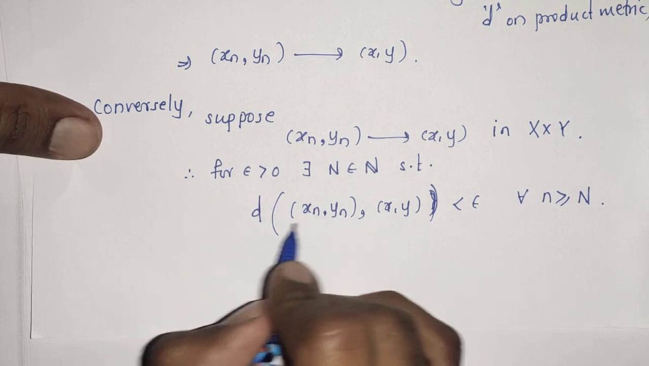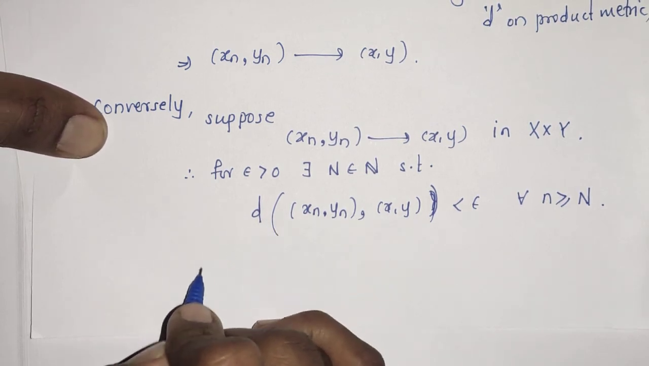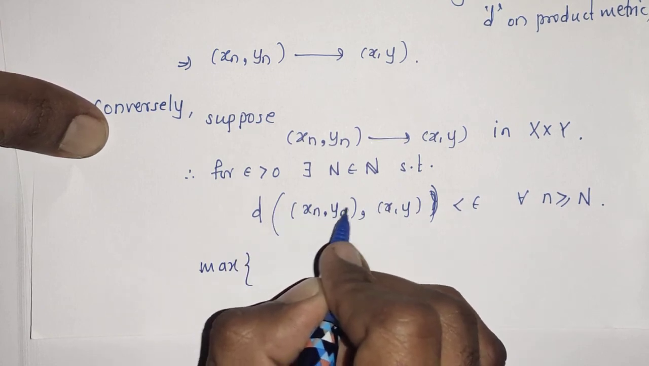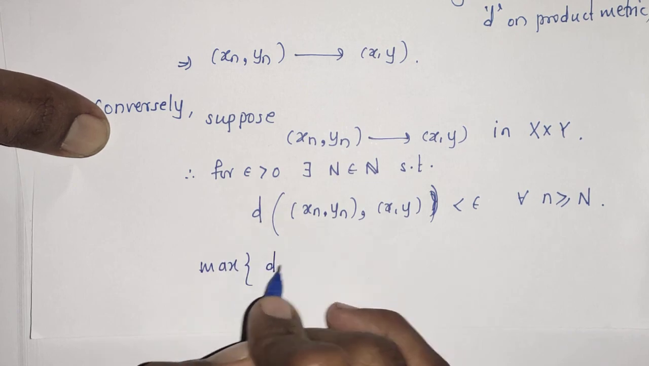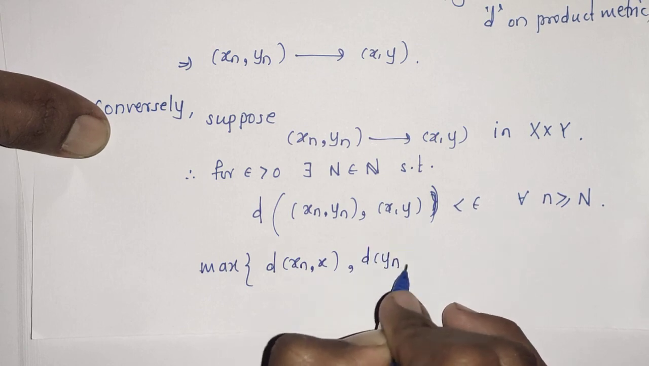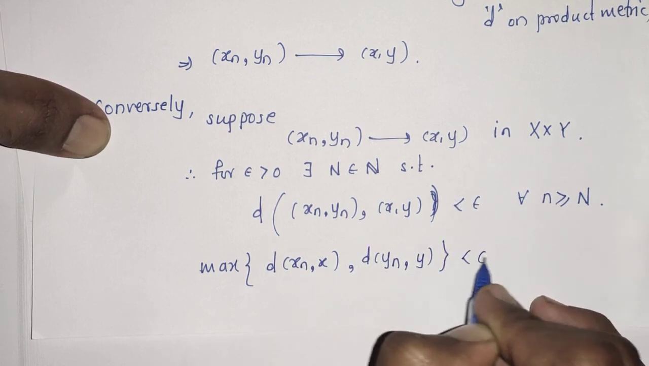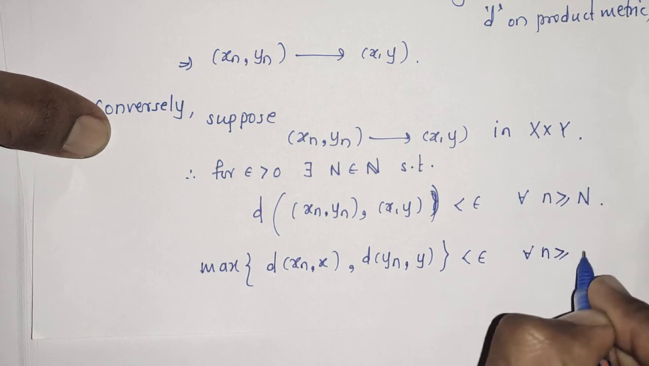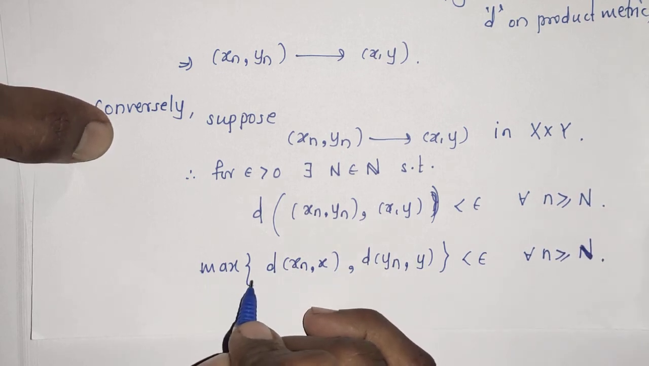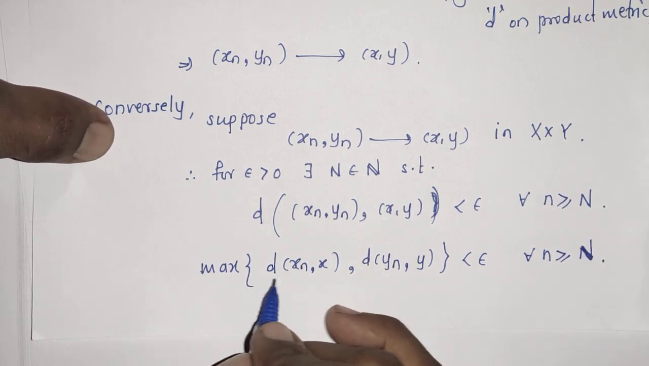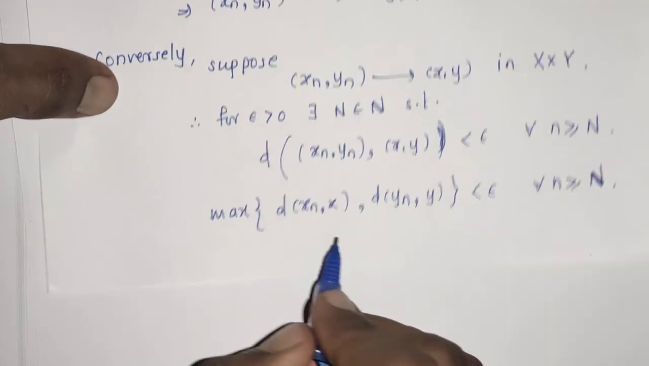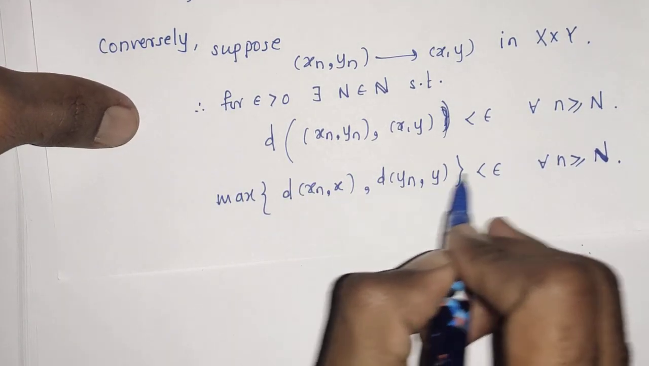Now, by using the definition of D in product metric, we can write the maximum of the distance between xn and x, and the distance between yn and y is less than epsilon for all n greater than or equal to N. Sorry, this is just a capital N. This is by using the definition of D on product metric. So, this implies that the maximum of these two distances is less than epsilon.